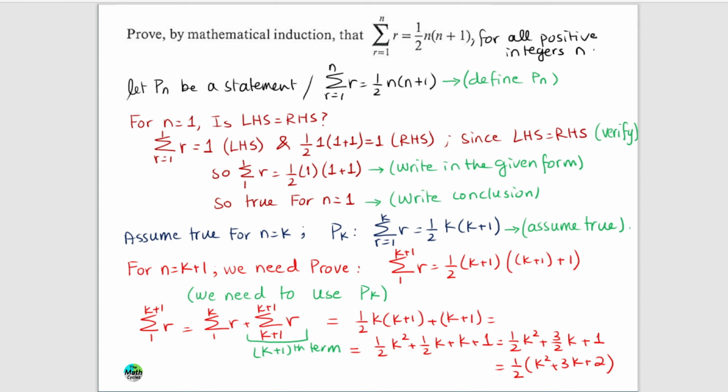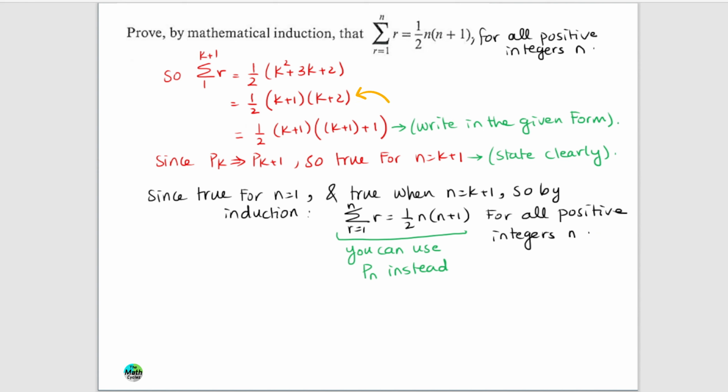So now I need to simplify. Half k into k plus 1 is half k squared plus half k, and then I have k plus 1, and the answer will be half k squared plus 3 over 2 k plus 1. And this is equal to half, take half out, 2k squared plus 3k plus 2. Now, I can factorize here because I'm trying to put the answer in the given form. So this is equal to half into k plus 1 into k plus 2, equals half k plus 1 into k plus 1 plus 1. And that's what I need. And this is the given form. So I say pk gives me pk plus 1. So true for n equals k plus 1.